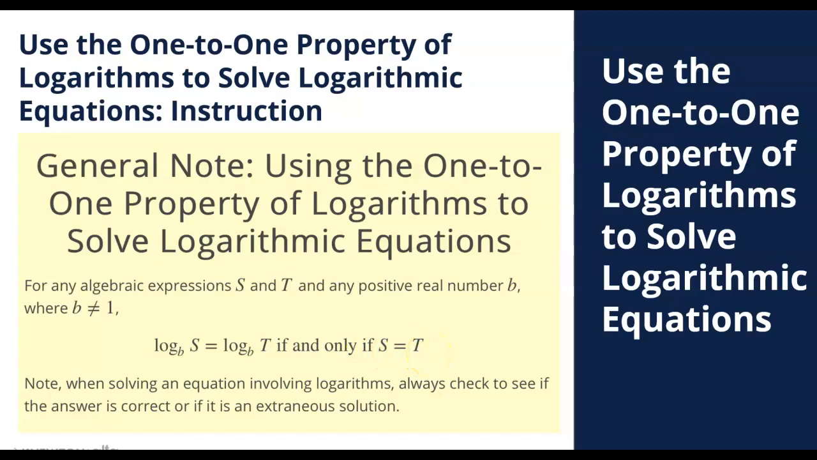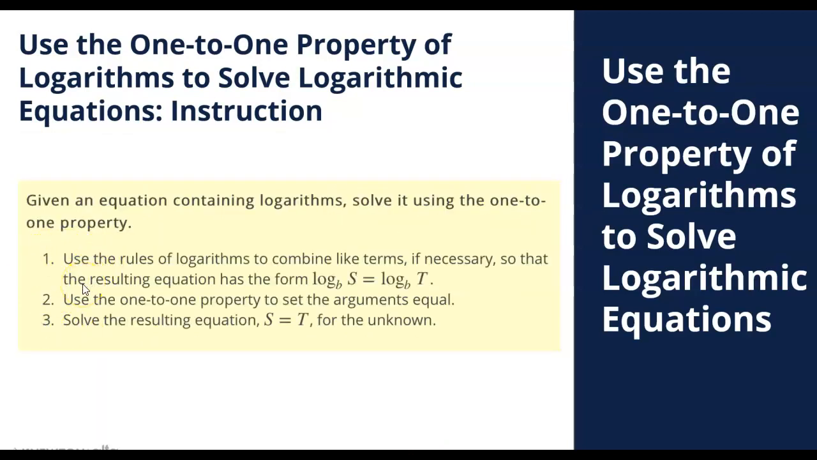Note that when solving an equation involving logarithms, always check to see if the answer is correct or if it is an extraneous solution. So here are the steps that you should follow when solving an equation containing logarithms using the one-to-one property. First, use the rules of logarithms to combine like terms if necessary so that the resulting equation is of this form here, and then use the one-to-one property to set the arguments equal. Then you can say s is equal to t, and then solve for the unknown.